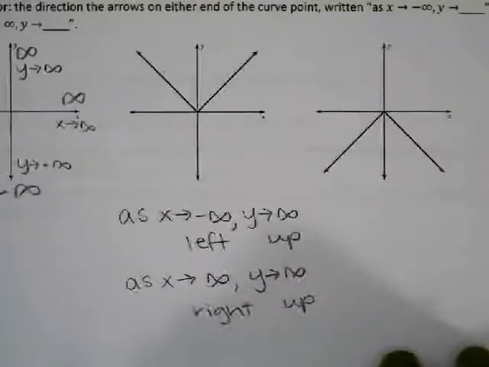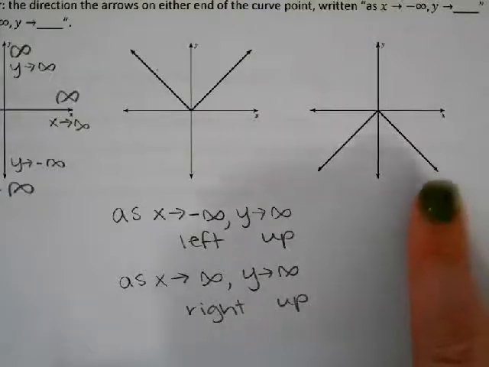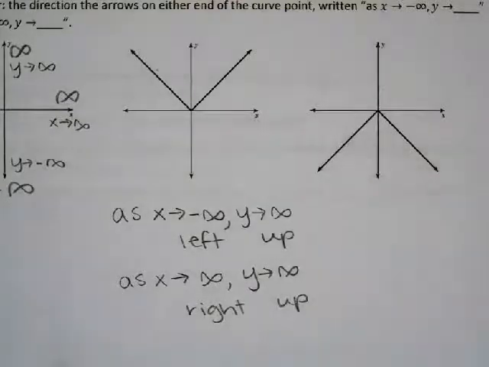Okay, take a moment and see if you can write out the symbolic way of writing out the arrows for the other one. So we're going to say what the left arrow does, we're going to say what the right arrow does for this picture right here.